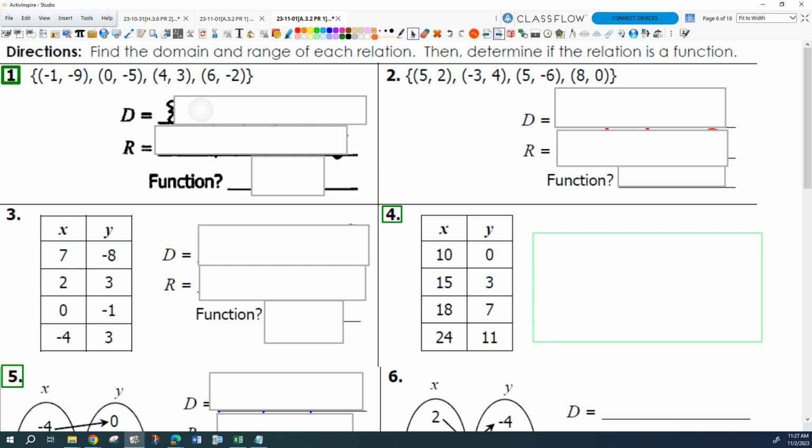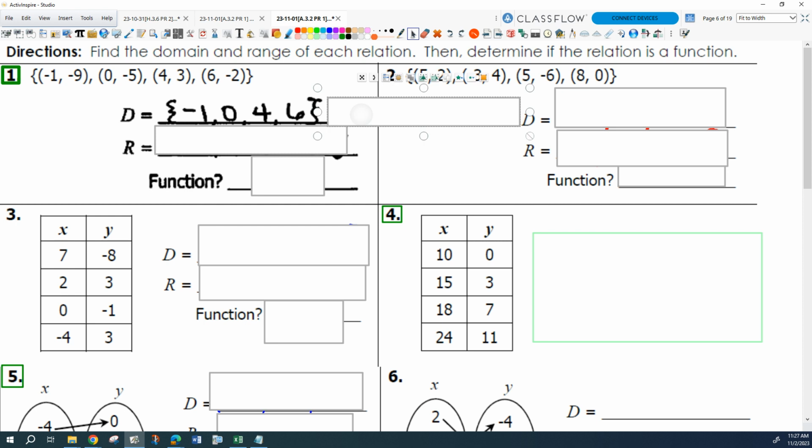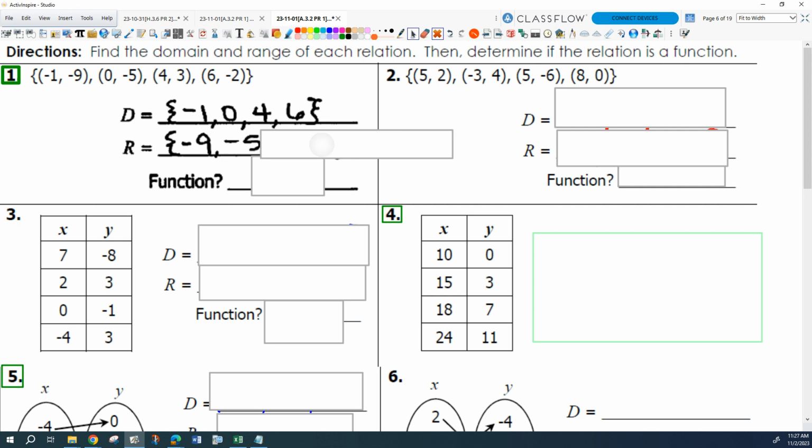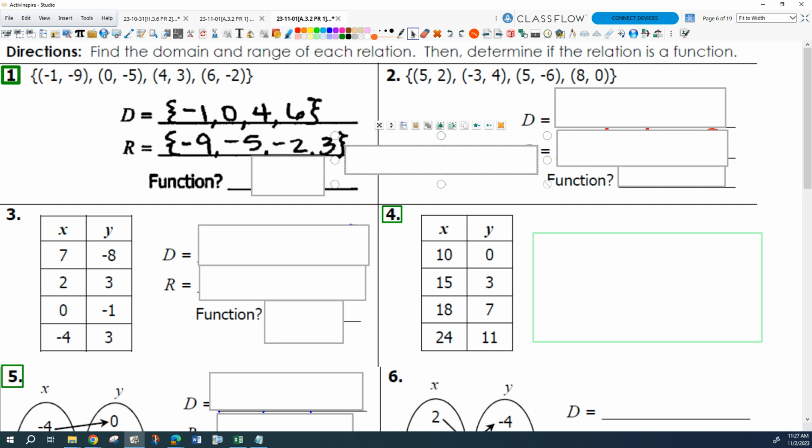First number we would write would be -1, then 0, then 4, then 6. Okay, how about the range? -2, 3. Good. Thumbs up or down? Function or no? Yeah, it is. Good. That works, doesn't it?